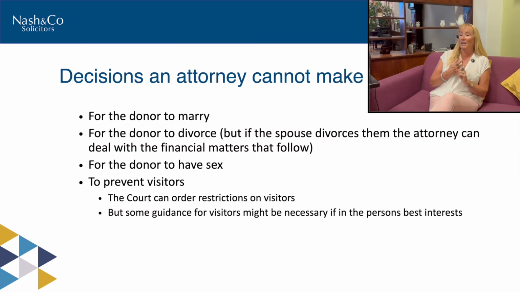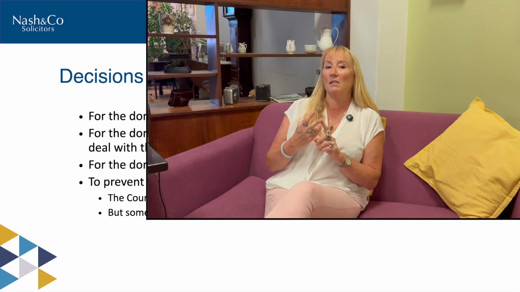There are a very small number of decisions that an attorney cannot make. There aren't many of them, but they are quite important decisions. So one of them is an attorney cannot make a decision to marry, for the donor to marry. They cannot make a decision for the donor to get divorced. Sometimes it happens that the spouse of somebody who's unable to make a decision chooses to divorce them, in which case the attorney can deal with the financial consequences of the other spouse's decision to divorce, but an attorney cannot make a decision about divorce.